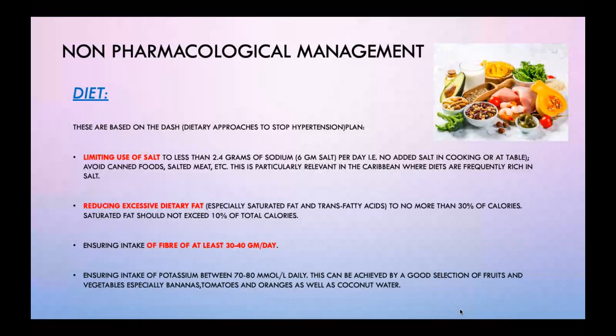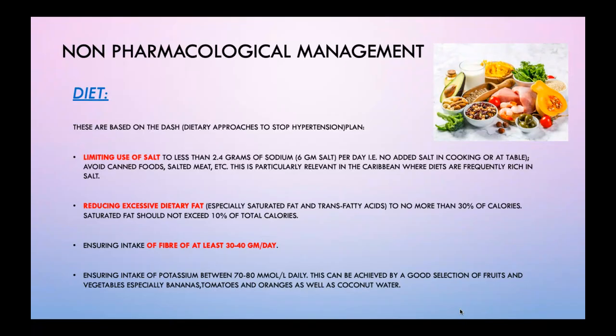Reducing excessive dietary fat to no more than 30% of the calories. Saturated fat should not exceed 10% of the calories, and ensuring intake of fiber of at least 30 to 40 grams per day. Ensuring intake of potassium. This can be achieved by good selection of fruits and vegetables, especially bananas, tomatoes, and oranges, as well as coconut water.